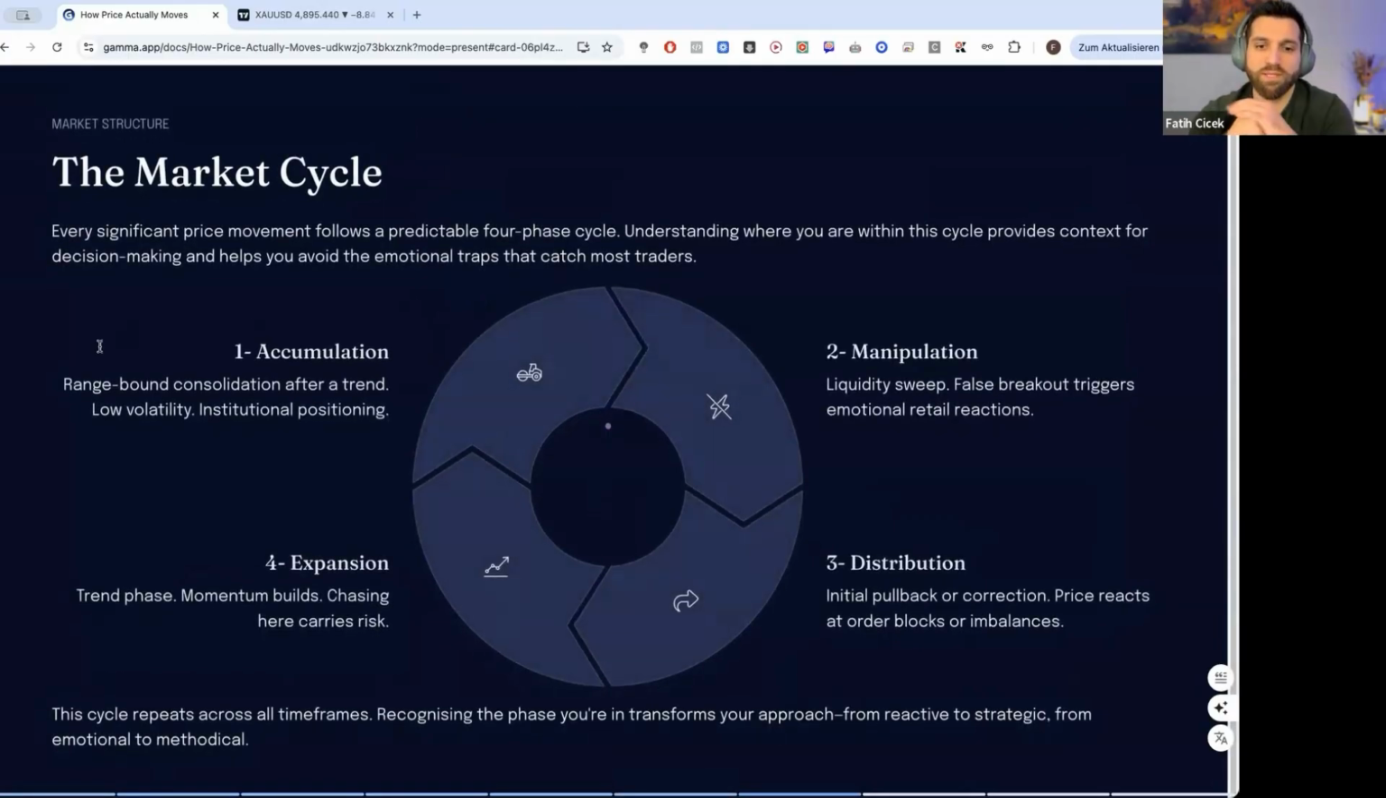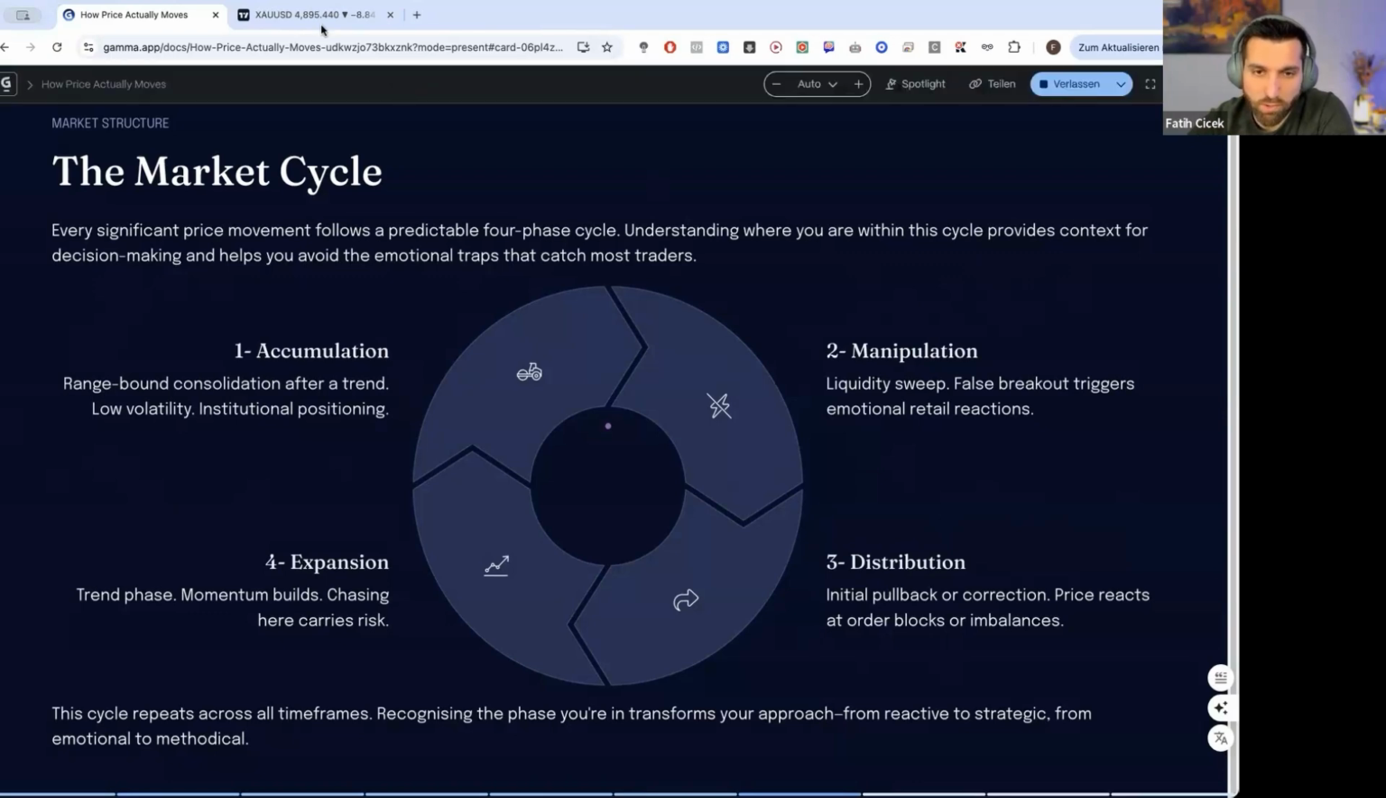So this is basically the market cycle. Before any huge impulse, the markets build an accumulation phase. So price is being consolidated, which builds liquidity. And then liquidity is being swept, is being grabbed, which we call manipulation. And then we have the distribution, which is the initial impulse.